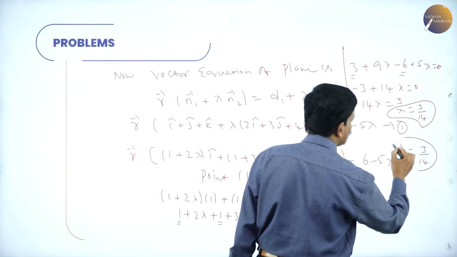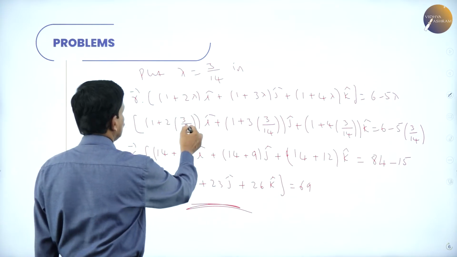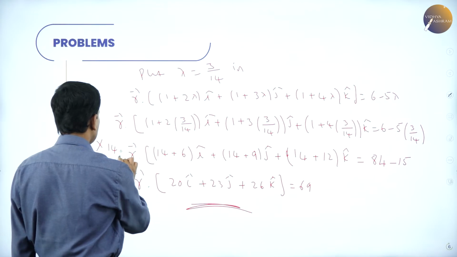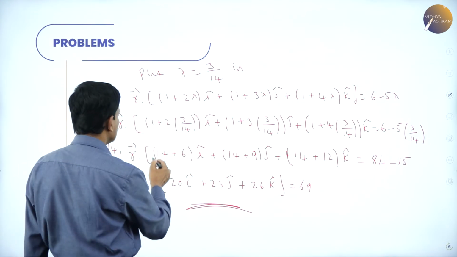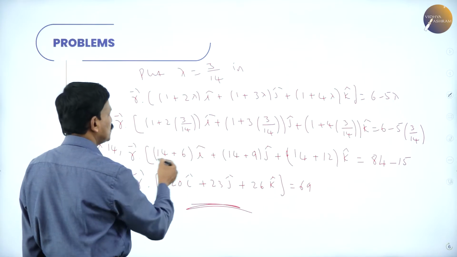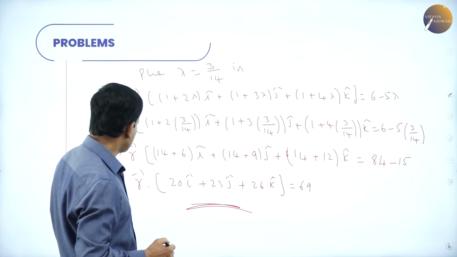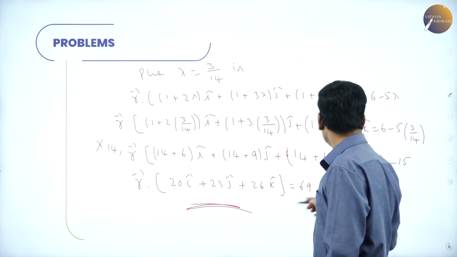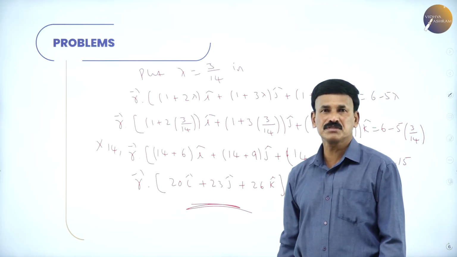3 by 14. Substitute this value of lambda in this equation. So here 3 by 14 is the lambda value. Now just multiply by lambda, that's all. If you multiply by 14 on both sides, 14 gets cancelled in the denominator. So we are going to get the equation r dot 20i plus 23j plus 26k cap is equal to 84 minus 15 is 69. This is the required equation of the plane.